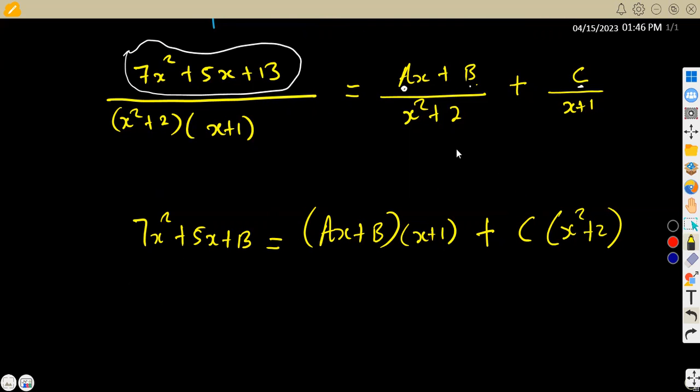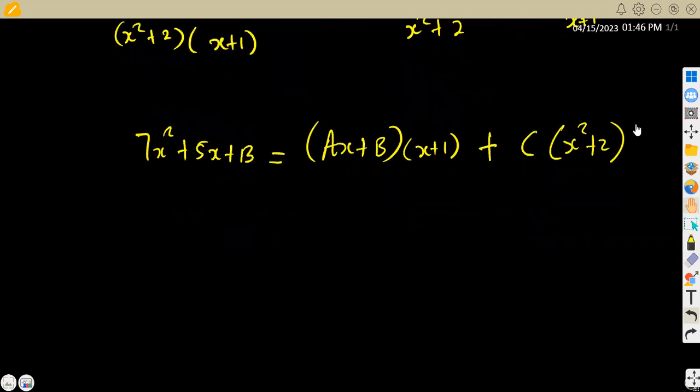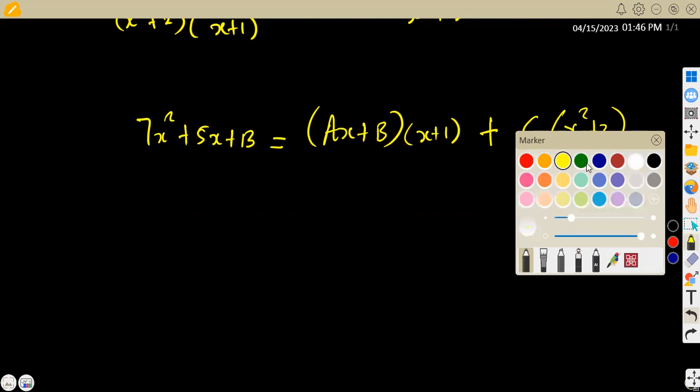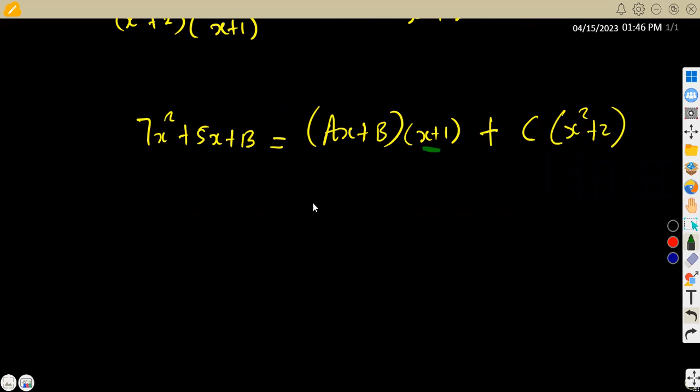Remember what we said, in order for you to determine these values, especially for a linear factor, we can deal with the linear factor. In this case, there is a linear factor here, so we can play around with the linear factor, which is here at x plus 1.